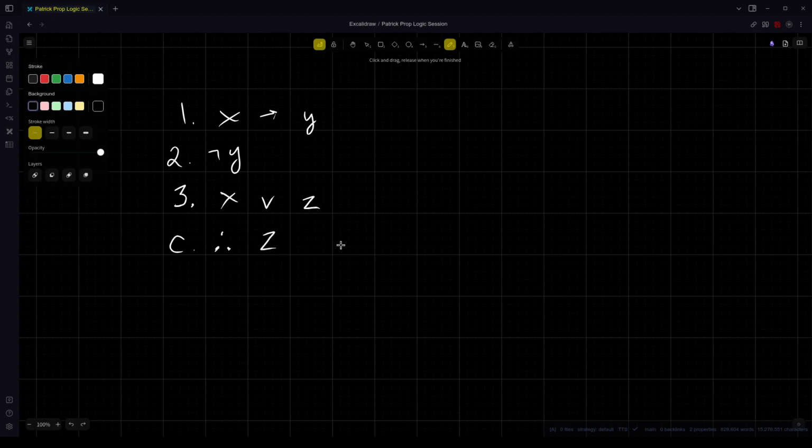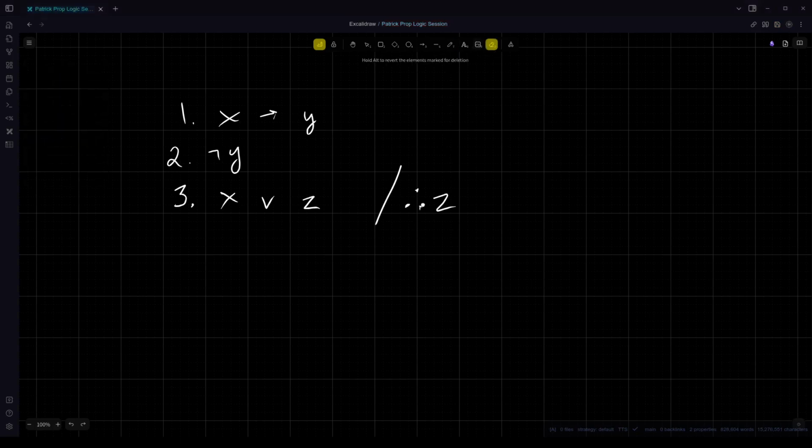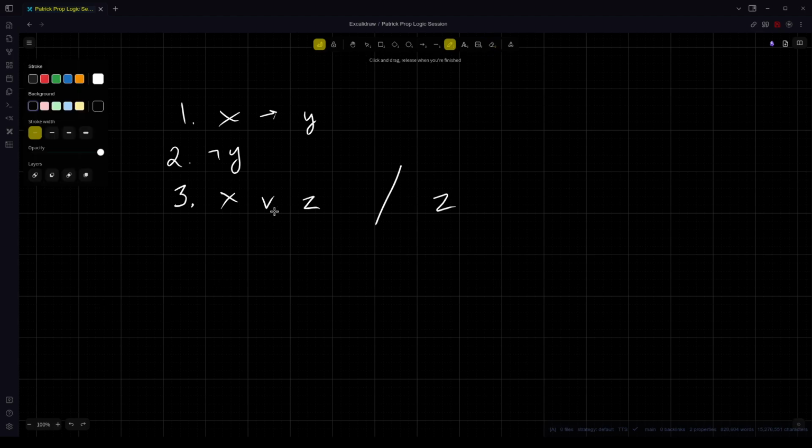Let's do it. Since we are doing a proof, I should write it like this: therefore, Z. Do you need the three dots, or can you just write Z? You don't need it. You can just write Z. That's fine.